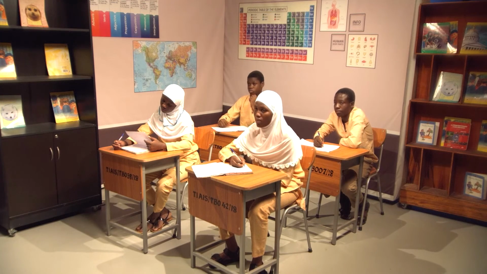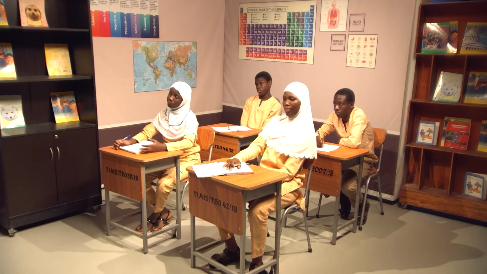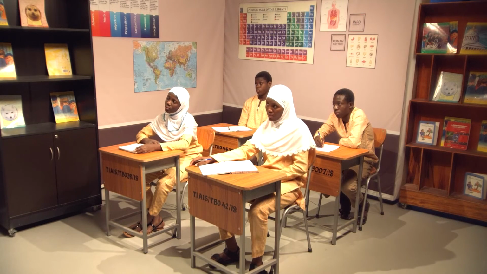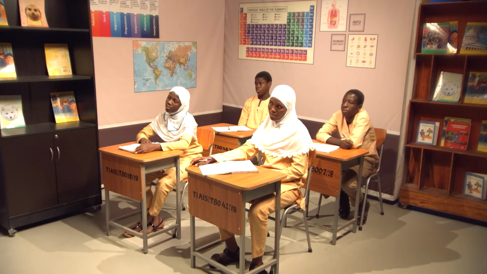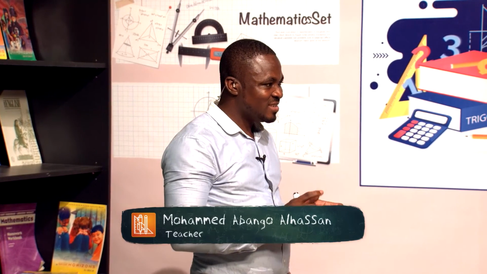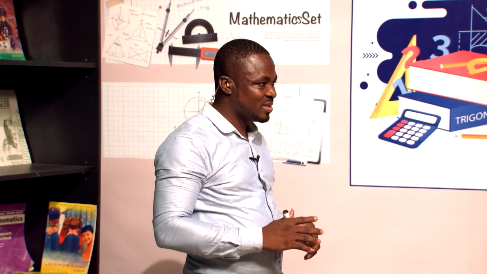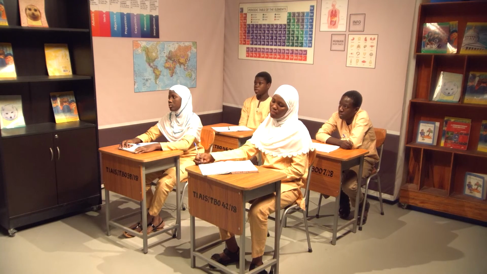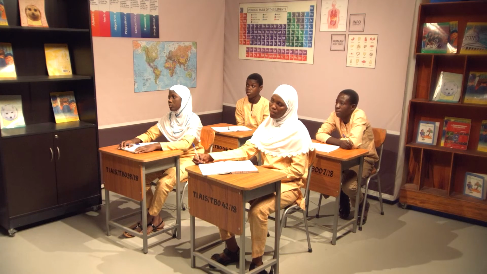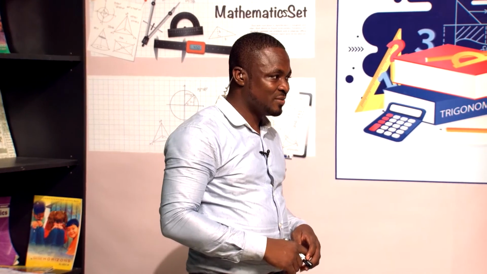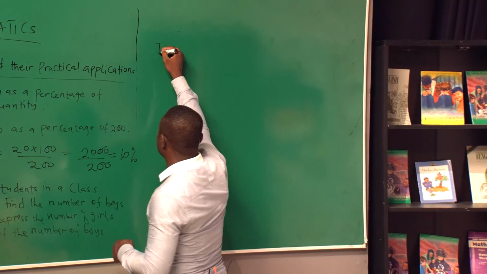So we have, there are 240 students in a class, 25% are girls. Find the number that are boys. If 25% are girls, what percentage are boys? Total percentage is how much? Total percentage, 100%. So if 25% are girls, how many are boys? Yes, it should be 75. If you take 25% from 100, you get what? 75. So you say 75% are boys.